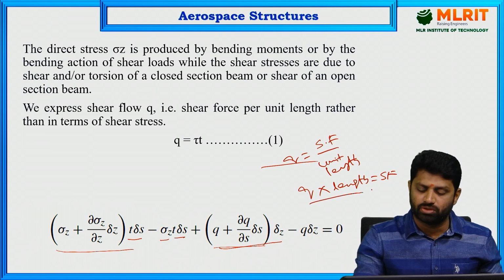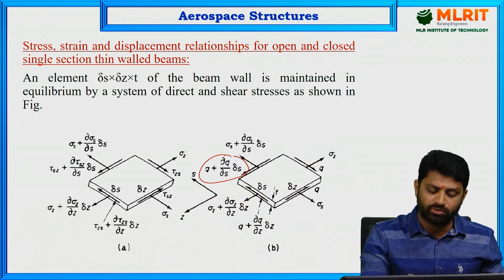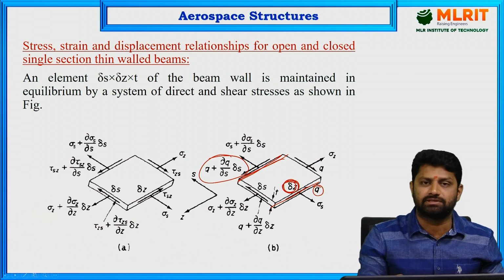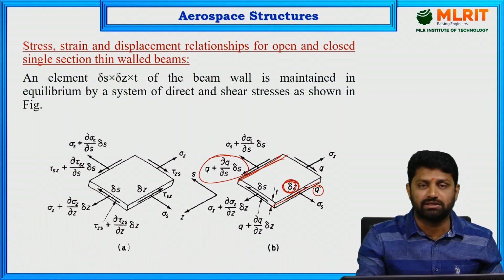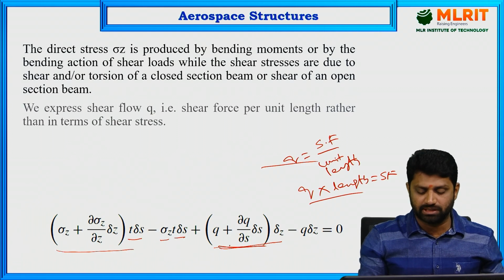Okay, so you have to look at which edge the shear flow is acting on. If you go back to the diagram, the shear flow q plus ∂q by ∂s into delta s is acting on this edge, where this edge length is nothing but delta z. Similarly, this q is also acting on this edge, where its length is nothing but delta z. So you have to multiply the shear flow with the length on which it is acting. Okay, so that is nothing but delta z for this case.